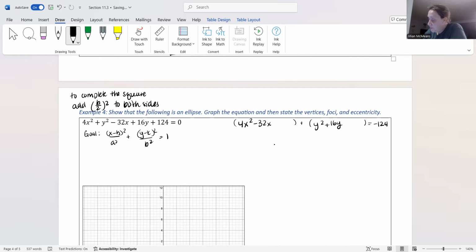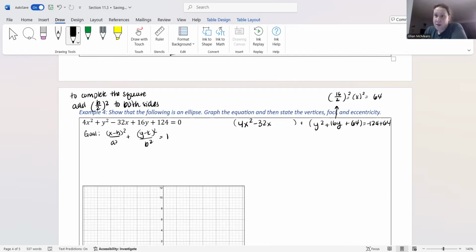So right here, if we kind of mosey up, we can say, okay, well, 16 is b. We want to divide it by 2, and then we want to square it. Well, that's 8 squared, which would be 64. So I want to add 64, and I'm going to do this on both sides of the equation. I'm going to just give myself a little more room here.